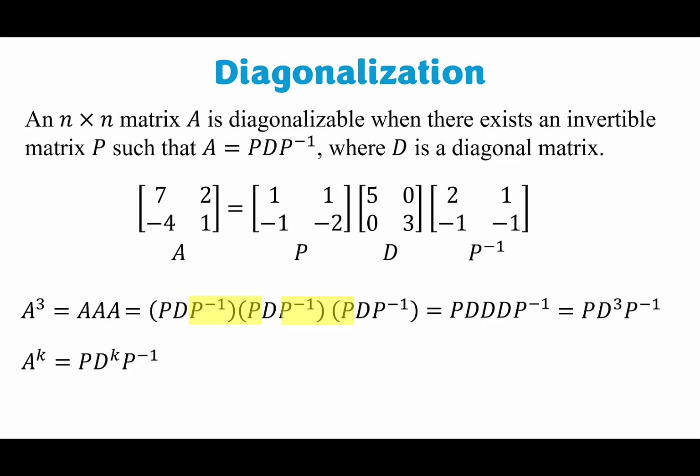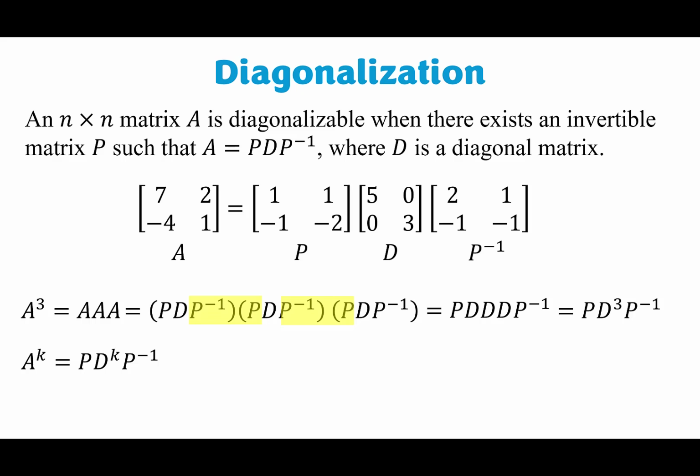When K gets really big, like if K was 100, then you do D to the 100, which is just raising the diagonal entries to the 100, which is nice and quick. And then you just have to do two matrix multiplications to figure out P times D to the 100 and then times P inverse. That's going to be a lot faster than doing A to the 100, in other words, A times A times A times A, which would end up being 99 matrix multiplications. So if you're able to diagonalize a matrix, then raising that matrix to a power is a lot easier to do if you diagonalize it first.